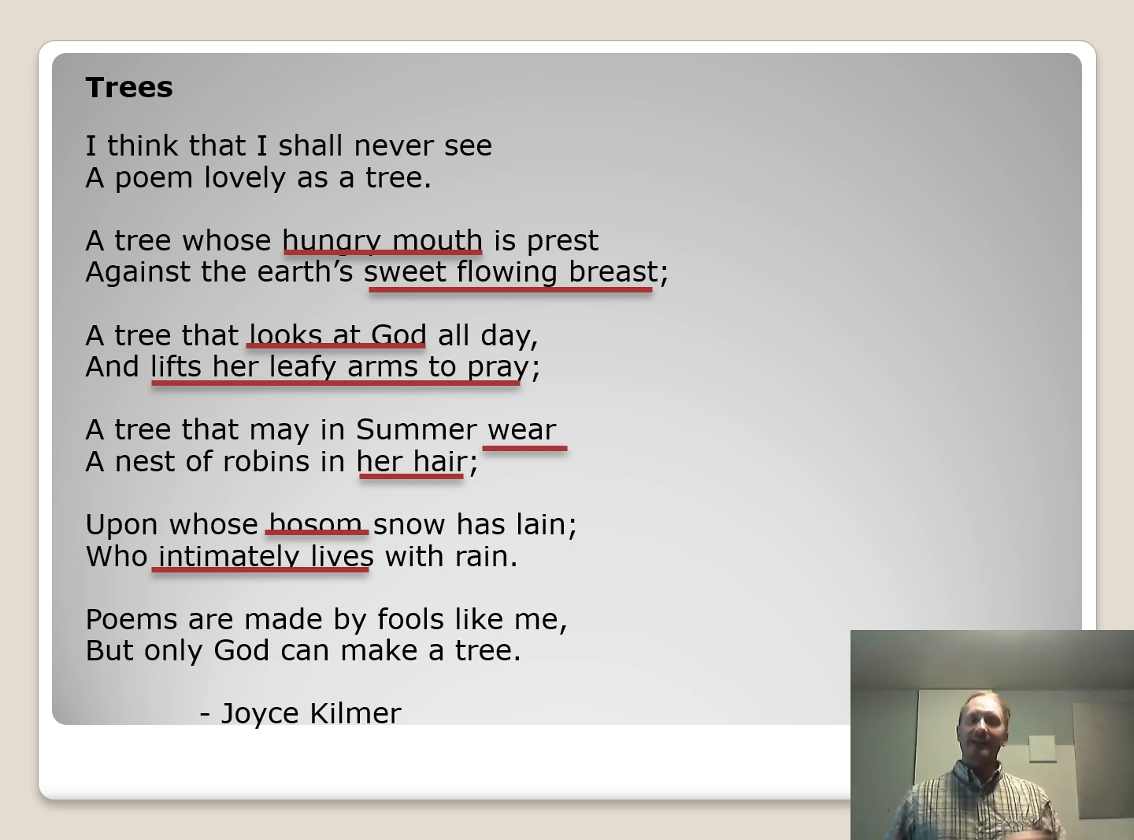Now, the last stanza can throw some people off. Poems are made by fools like me. Again, here we have the narrator talking, but only God can make a tree. And I underline this in green because here we see anthropomorphism. God is a deity. God is something we think of being self-aware. So when we say God making a tree, yeah, that is an instance of anthropomorphism, but it's not an instance of the tree being personified.